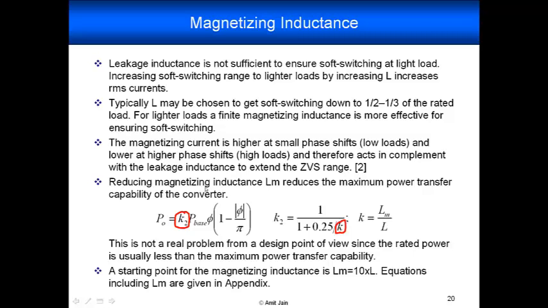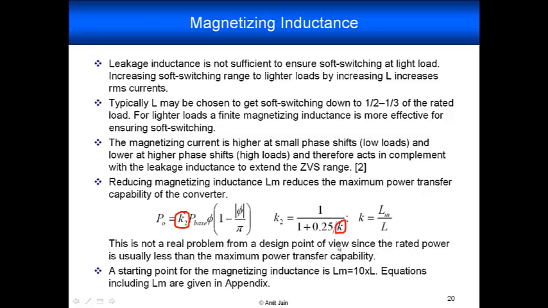There is a downside to including the magnetizing inductance. It has a penalty in the maximum power transfer capability of the converter. You can derive this if you rewrite the equations incorporating the magnetizing inductance, rewrite the current equations with the magnetizing inductance also. This factor K2 is given by this expression here, and in this expression this variable K is the ratio of the magnetizing inductance to the leakage inductance.